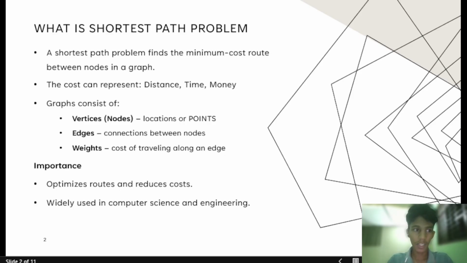internet connection. A graph is made up of vertices, also called nodes, and edges, which connect those nodes. Each edge may have a weight that represents the cost of traveling between two nodes. Shortest path problems are very important because they help systems make better decisions by finding the most efficient route.